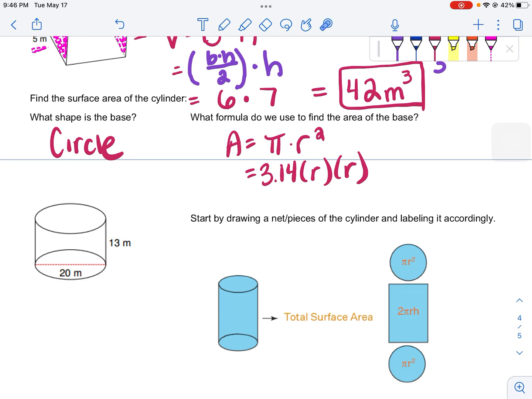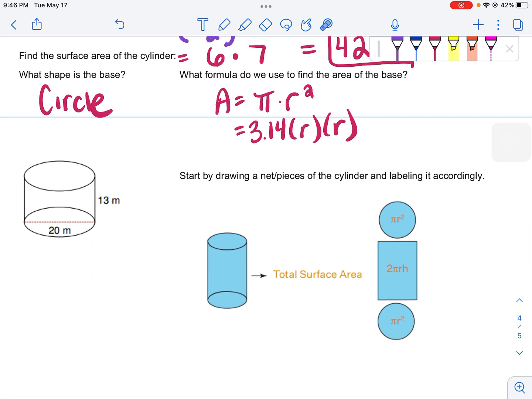If we look at cutting the cylinder open, we usually start by drawing the net pieces of a cylinder and labeling it. So if we take the cylinder and we slice it open and take it apart, we're going to end up with two circles, and then we have a rectangular piece in the inside. The rectangular piece fits around the circle, so the base of the rectangle is the circumference of the circle, and then times the height of the cylinder.